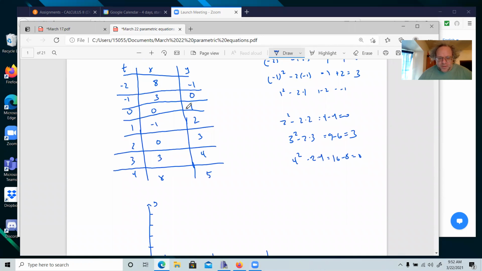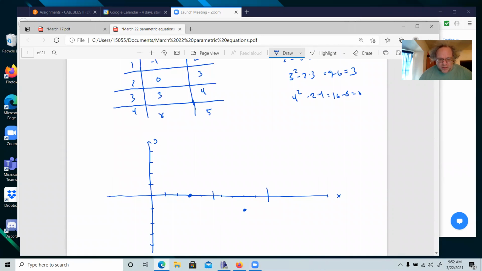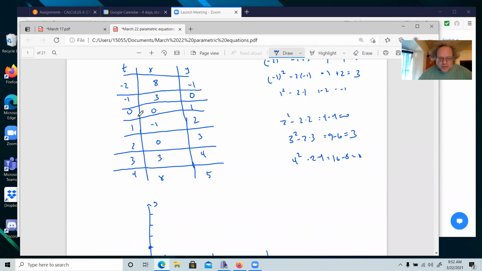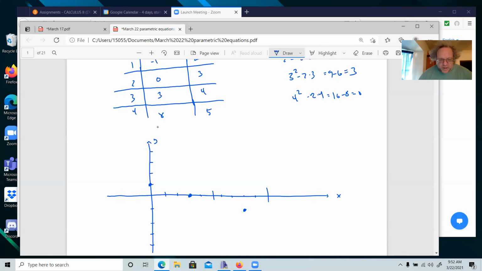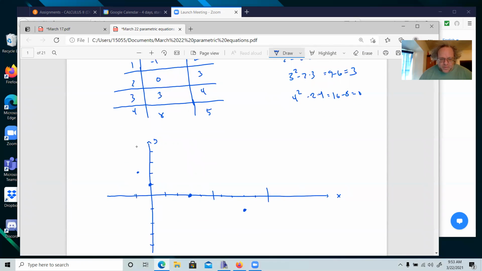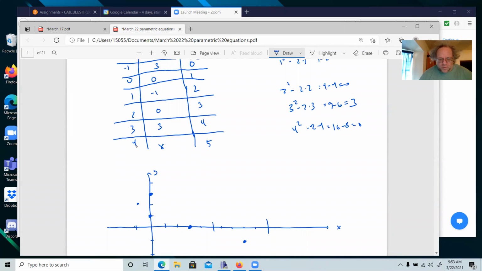When t is 0, then x is 0, y is 1. Okay. 0, 1. Then we have negative 1, 2. So here's negative 1, 2. All right. Let's see here. We have 0, 3. All right. And then 3, 4. 1, 2, 3. 1, 2, 3, 4. Okay. And then we have 8. And then we are all the way up here at 5.